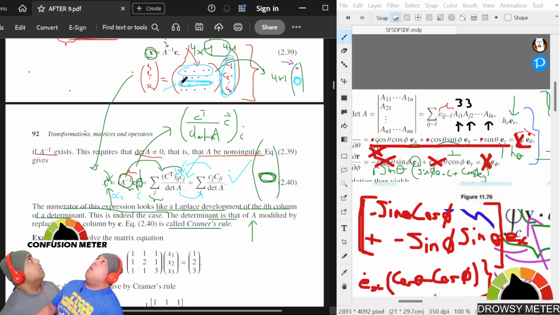Oh, yeah, I understand. I was confused because we're dealing with rows here, but when we transpose it, we're dealing with columns now. So it's actually the third column. The numerator of this looks like the Laplace form of the ith column of a determinant. This is indeed the case. The determinant is that of A modified by replacing its ith column by C.